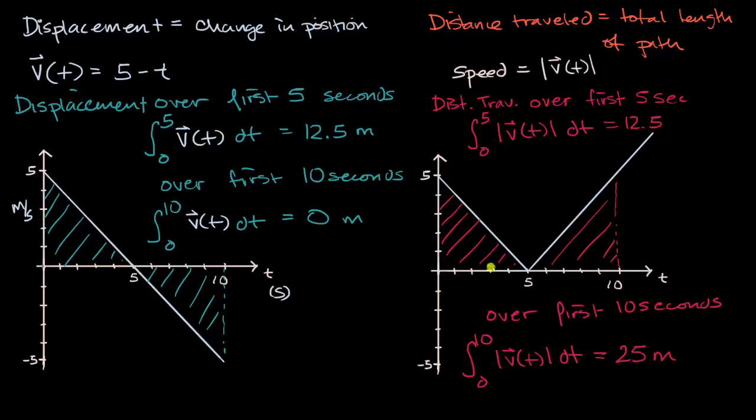The particle has gone 12.5 meters to the right, and then it goes back 12.5 meters to the left. Your displacement, your net change in position is 0, but the total length of path traveled is 25 meters.